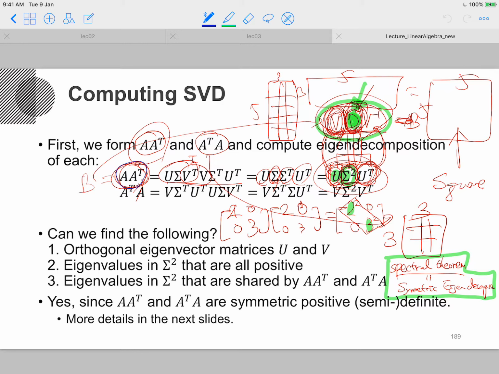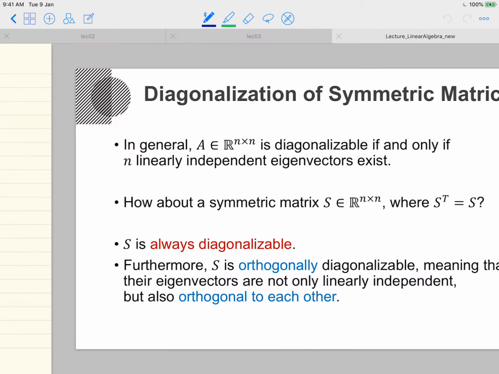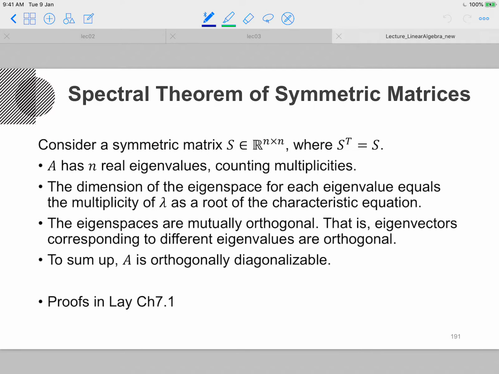I don't have the time to prove it, but I encourage you to look for some proof. In general, you can study on your own about this symmetric eigen decomposition, or the spectral theorem. That is a really core part of linear algebra.